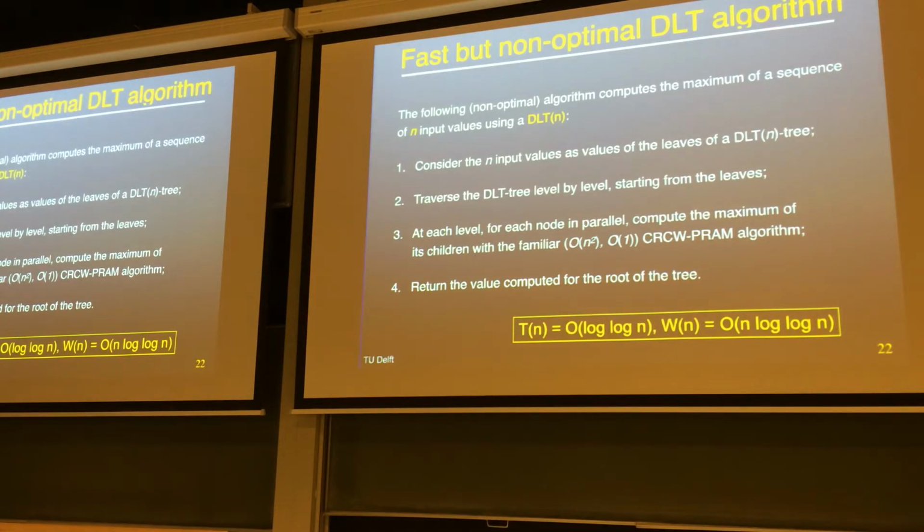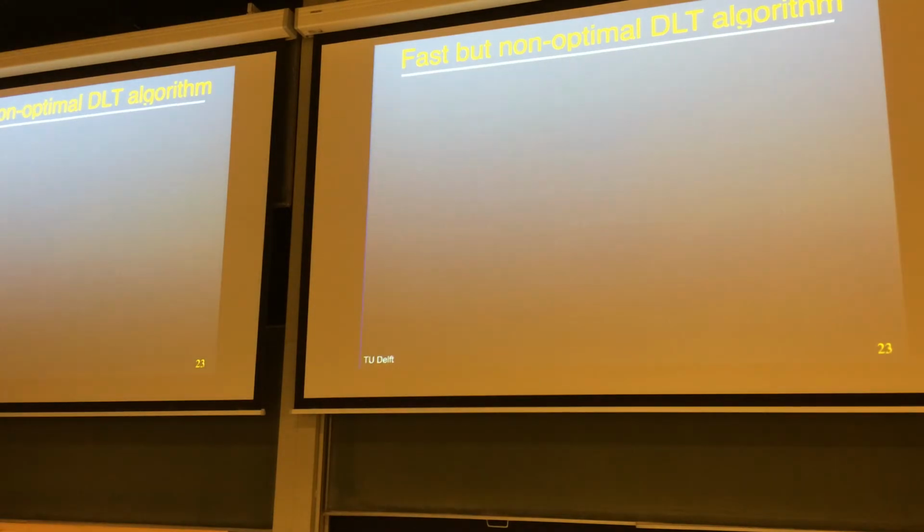So, the good news is we have a very fast algorithm. Now it costs you log log n instead of log n, but the amount of work is slightly increased. It's not the O of n, but the O of n log log n. So what we would like to do is to see whether we can improve it.